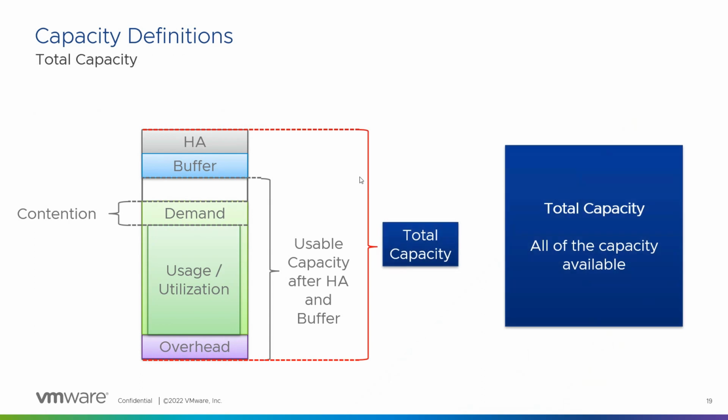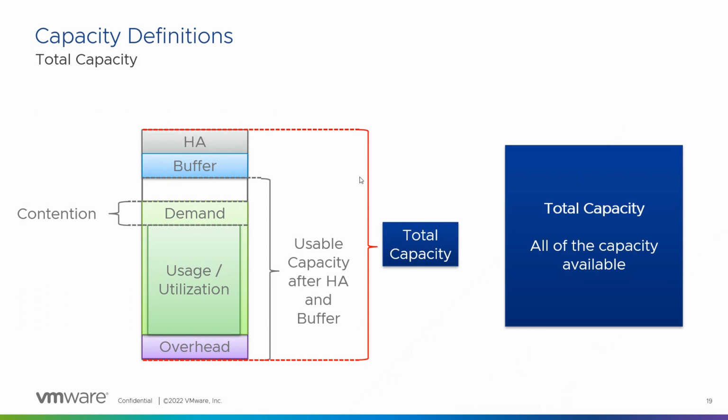So first off is total capacity. That is, when you're looking, say, at a cluster, the total amount of capacity in the cluster. So that's the amount of capacity provided by all of the hosts within the cluster. Or if you're looking at a virtual machine, that's how much resources are allocated to a virtual machine. So these terminologies do apply to basically any object that is capacity enabled: cluster, host, virtual machine, etc.